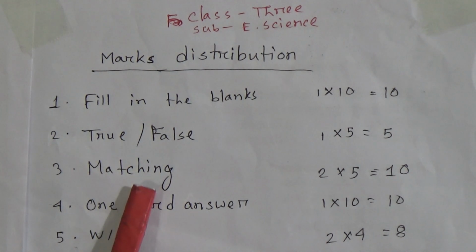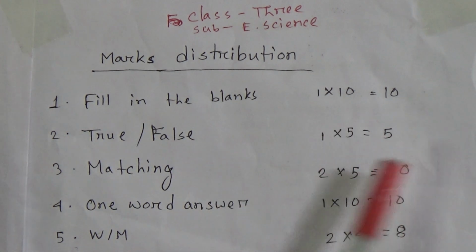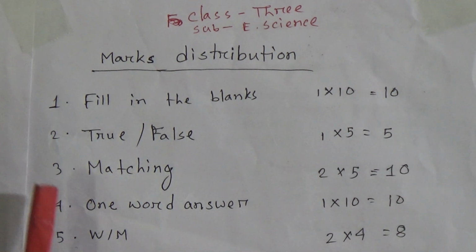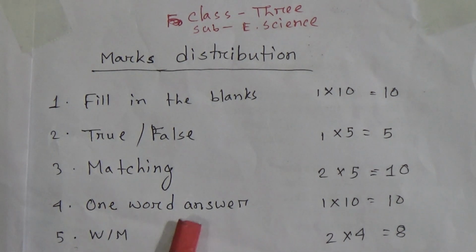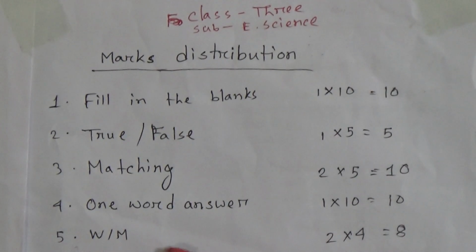Then you have to answer matching. The left side will be 5, and the right side also 5. So matching will be 10 marks. Number 4, one word answer. You have to write 10 one word answers, and each carries 1 mark, so the total will be 10. Then number 5, word meaning. You have to answer 4 word meanings out of 6, and the total marks will be 8.